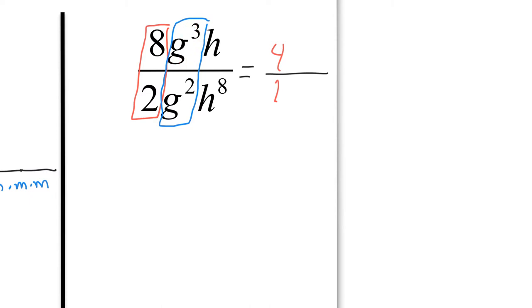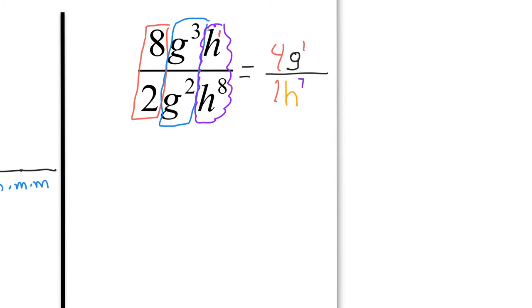So that means, and this is the trick I showed you, that means you keep the variable g on the top and you subtract the exponents. 3 minus 2 is 1. So you keep the 1 on the top. Then you look at the h, the next variable, the base. The h on the top has an invisible 1. The h on the bottom has an 8. Where's the highest exponent for the h? On the bottom. So that means you keep the h on the bottom of the fraction, and you subtract the exponents. Biggest minus the smallest one. 8 minus 1 is 7. So you put a 7 as the exponent.